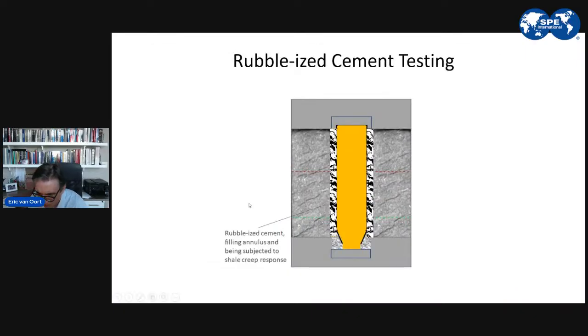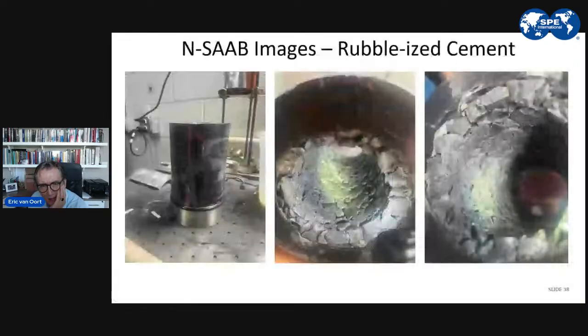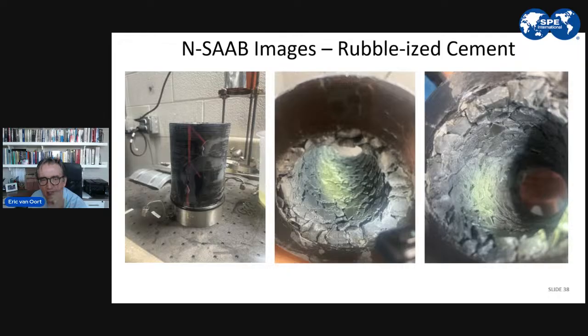The first test that we ran was a test with rubbleized cement. So in the annular space between the casing and the shale, we basically put cement fragments. We made some cement, we busted it up, and we filled the annular space with these fragments. And evidently, when you do that, you don't have barrier integrity, right? You can show in a pressure pulse experiment that you have direct communication between the upstream and the downstream reservoir. However, and I still regret cutting this test short, we ran it for several weeks and we never saw an annular barrier form.